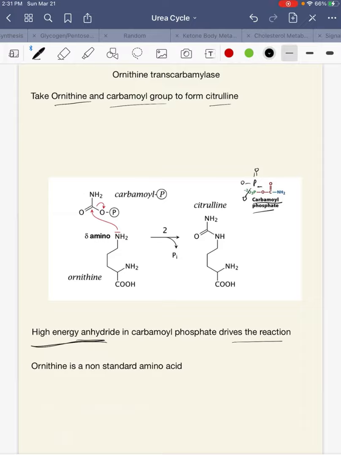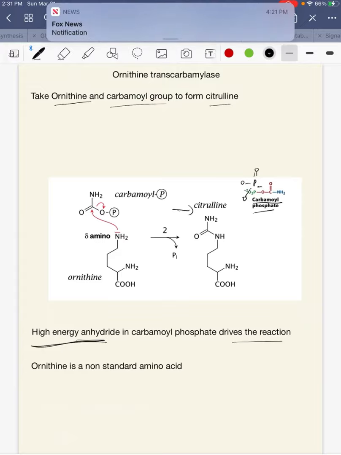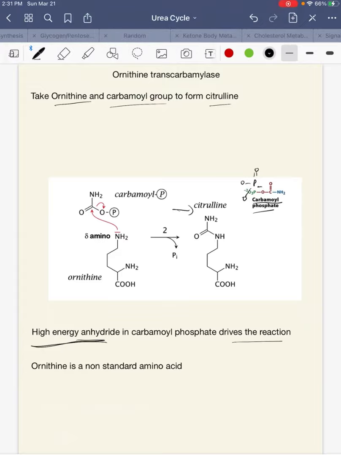So if you were ever asked about why ornithine transcarbamylase is driven in this direction towards citrulline, it's because of the high energy intermediate. Okay.